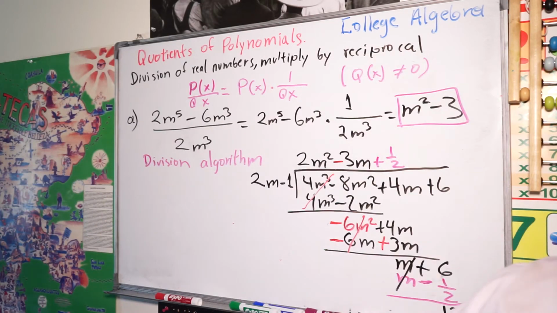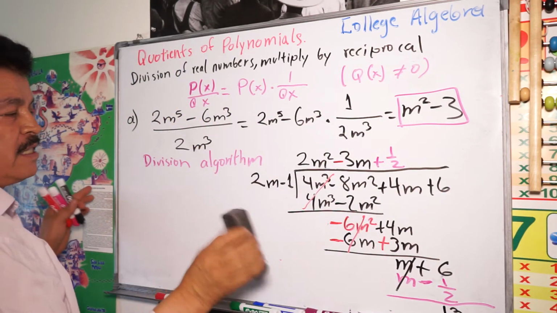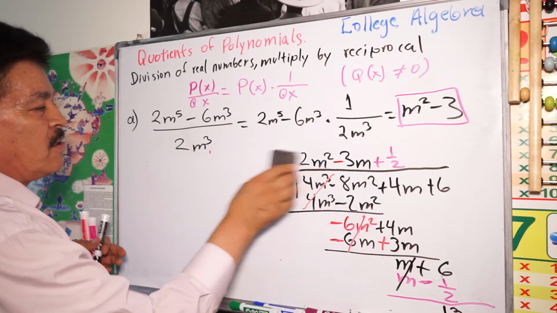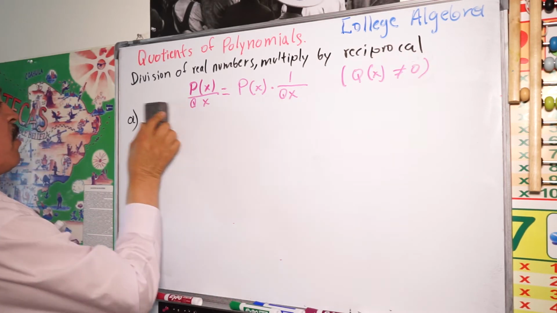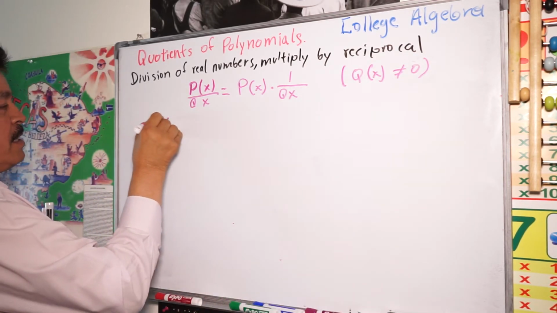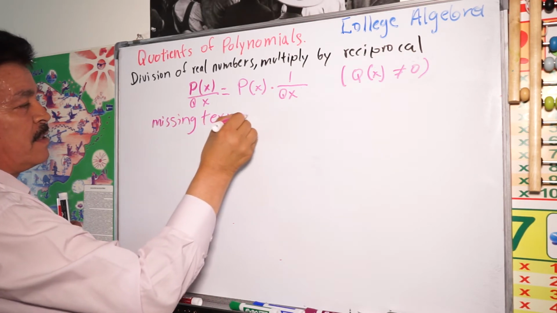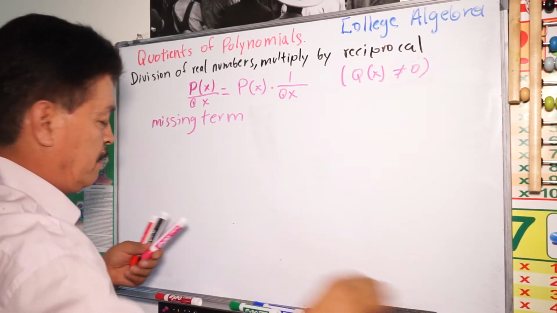That problem. Let's do another one. It's a little bit confusing, but let's not get confused. Once you practice, it's going to be easy. So let's solve another problem. Let's do another problem here. This one has a missing term, only one missing term.